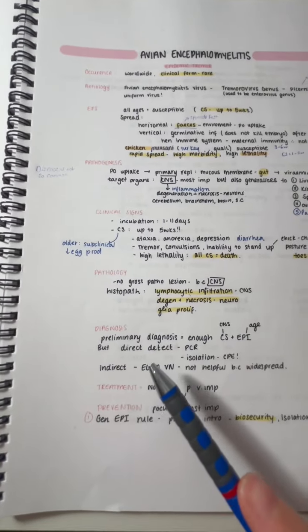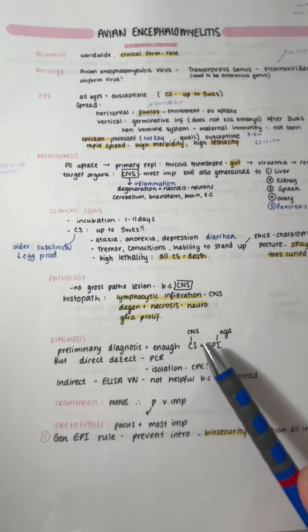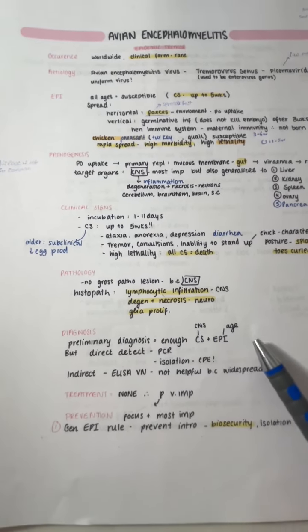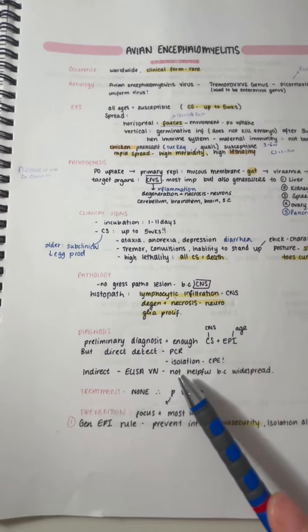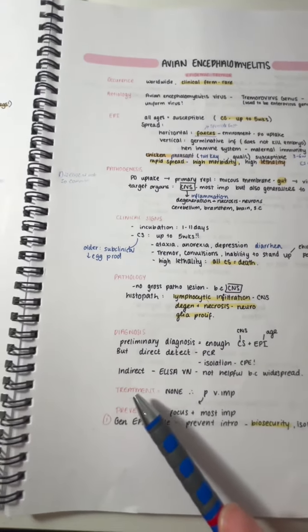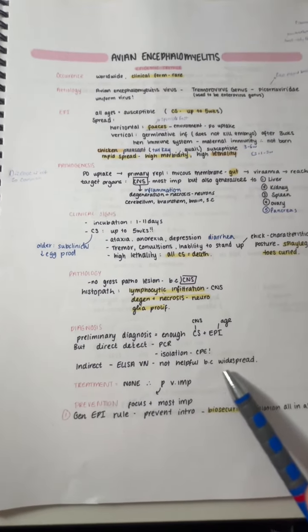Diagnosis, preliminary diagnosis is enough. So you can just look at the clinical signs, such as the central nervous system, and the epidemiology, so look at the age of the animal. To directly detect the virus, you need to do a PCR, and you can also do isolation with CPE. To indirectly detect the virus, you need to do ELISA or viral neutralization. It's not helpful because the disease is widespread.